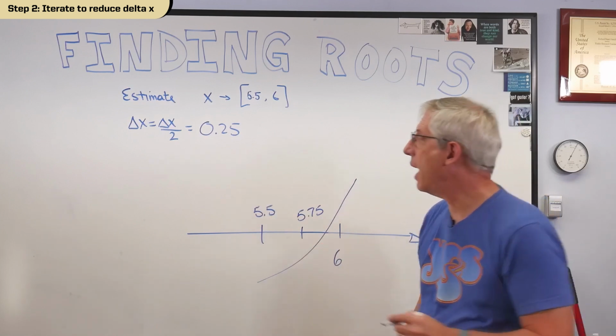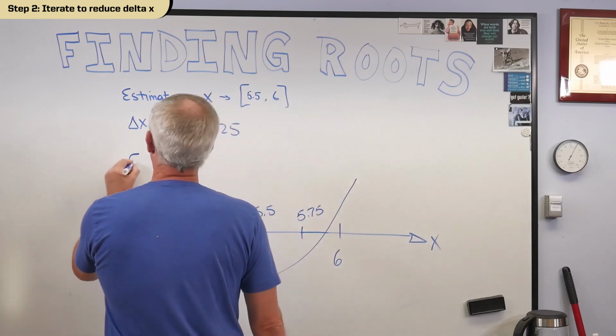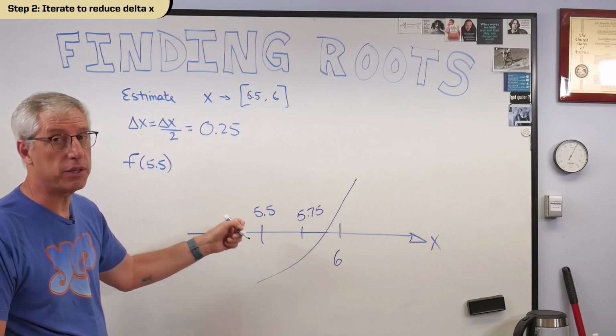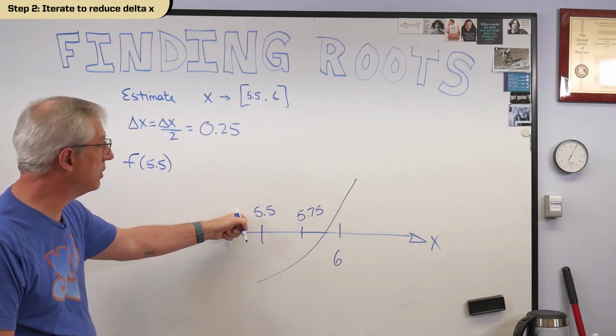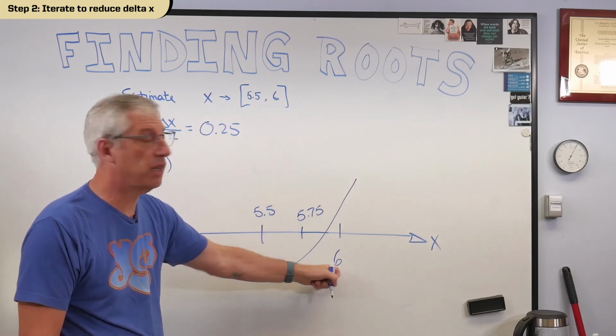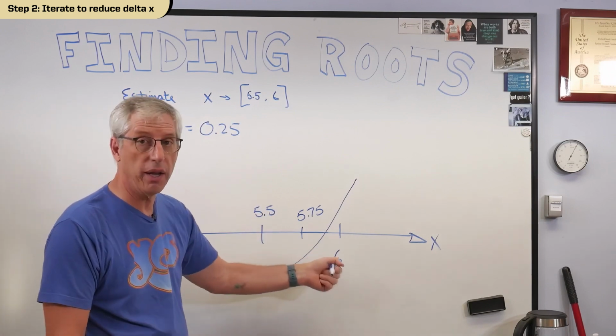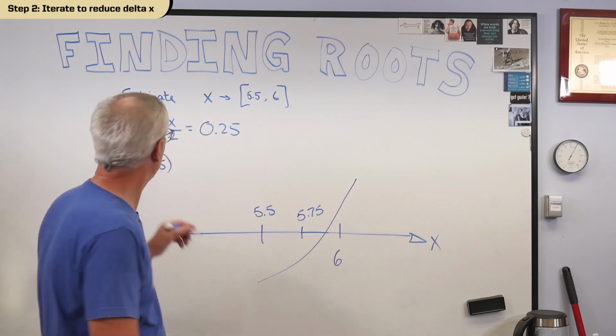Let's calculate again. Well, let's see. F of 5.5, which we already know. We've already calculated that, so we don't need to calculate it again. This doesn't cost anything, and this doesn't cost anything. We already know what F of 6 is. So those are both free. This is the only new one we have to calculate.